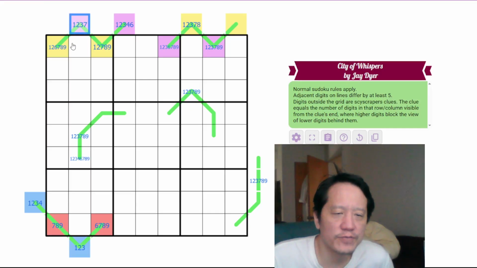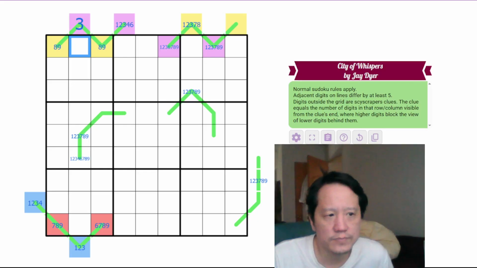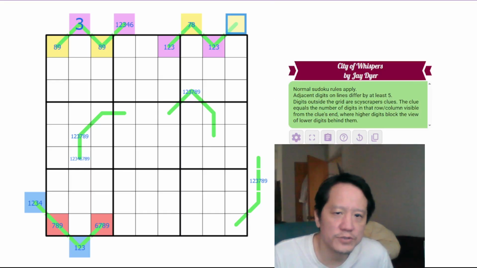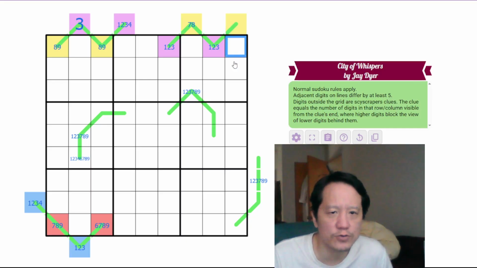Okay, let's just start from 3, and then let's go down. So if we have 3 here, this has to be 8, 9 as a pair here. These have to be low, then. Means these are high. This also cannot be 9 here. So this would be low. This cannot be 9 because then that would force 1, 2, 3 here.